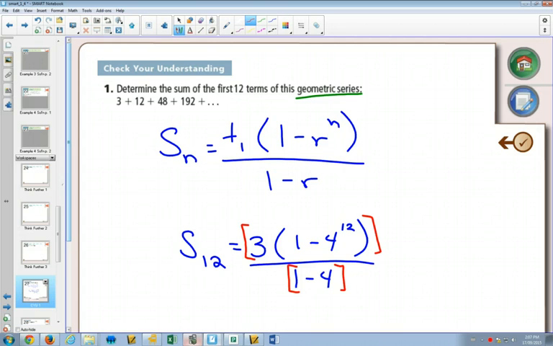What I might suggest if you have an older calculator is you may want to figure out some of these things separately. So you might do 1 minus 4 to the power 12 first, and write negative 16777215. And you might want to do 1 minus 4, which is negative 3 on the bottom, and then go from there.